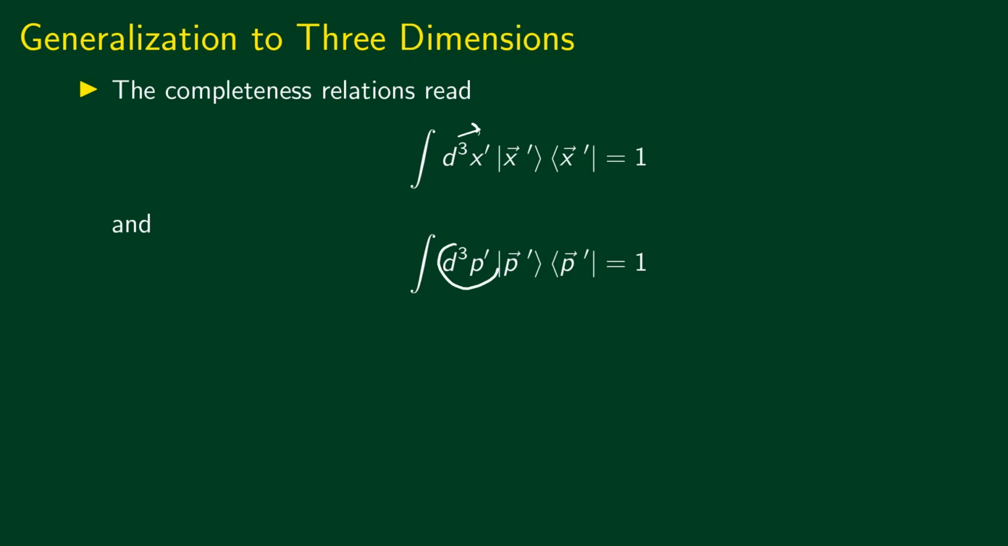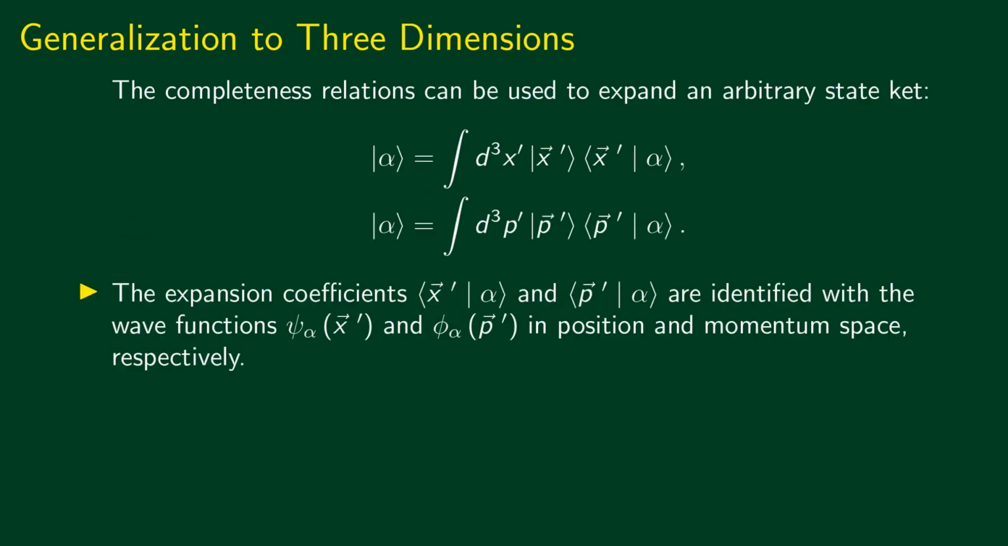Similarly, in this case, the completeness relation for momentum is written like this, and here the integration is over the entire three-dimensional momentum space. Okay. So these are the completeness relations. Now, as before, we can use the completeness relations to expand an arbitrary state ket alpha.